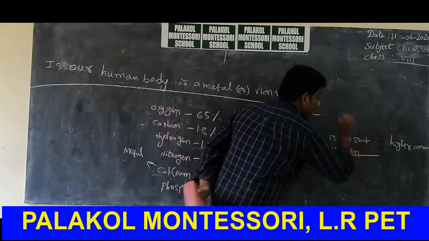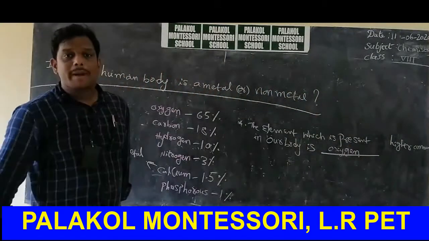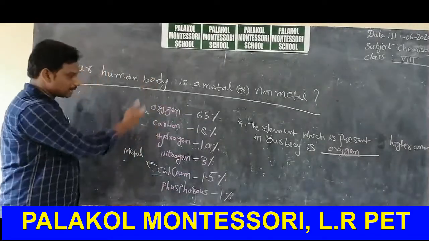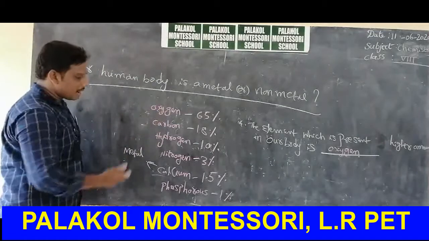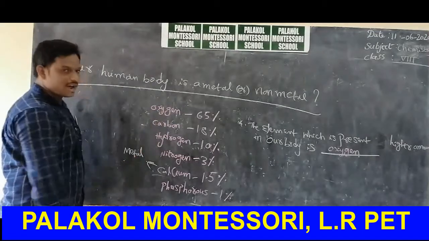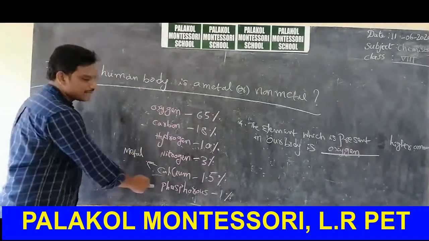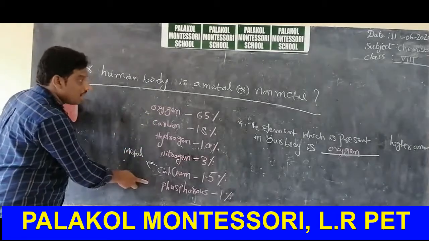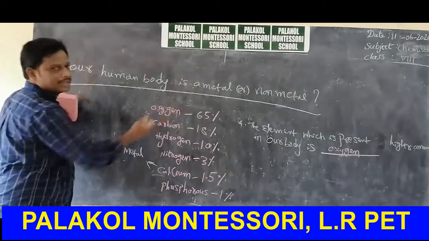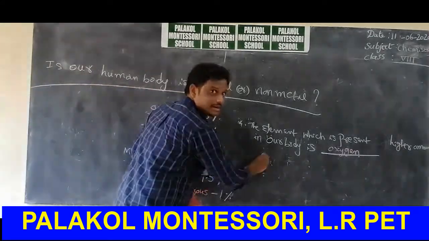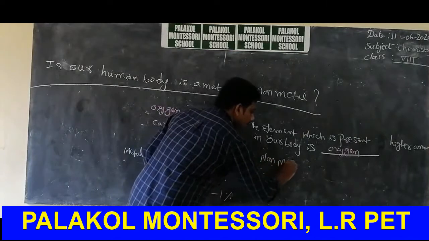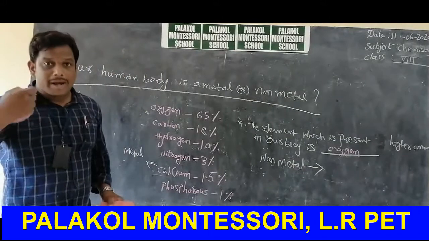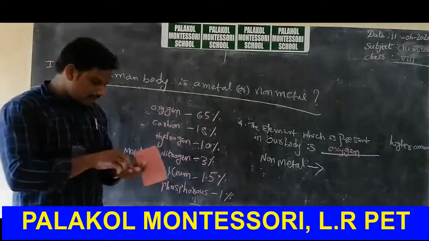Next, very important bit. The non-metal which is present in higher amount in our body, among all the elements that are non-metals: oxygen is a non-metal, carbon is a non-metal, hydrogen is a non-metal, nitrogen is a non-metal, phosphorus is a non-metal. Among oxygen, carbon, hydrogen, nitrogen and phosphorus, which element is present in higher amount? Again oxygen. So in our body, the non-metal which is present in higher amount is again oxygen.